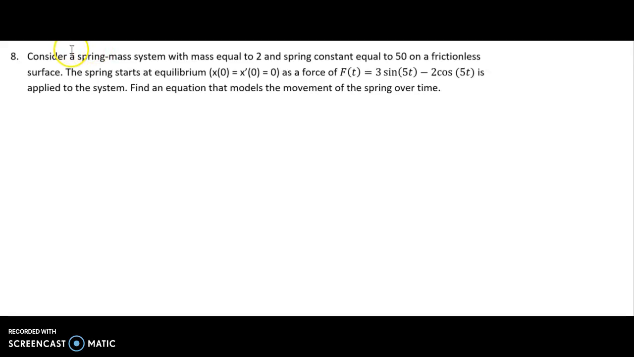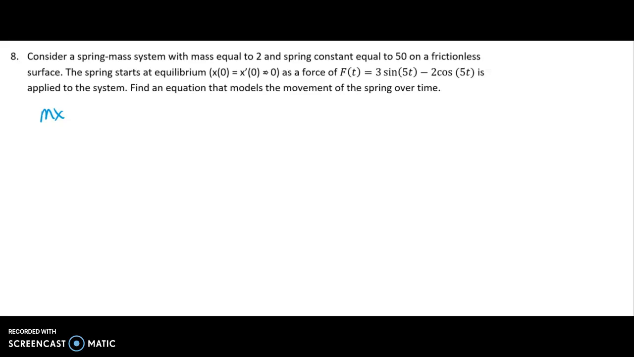All right, here we have a spring mass system with a mass of 2 and a spring constant of 50 on a frictionless surface. Then we're given some information about initial conditions, and then we apply a force with this sine and cosine of 5t. I want to find an equation that tells me what happens. So the first thing I'm going to do is set up the differential equation.